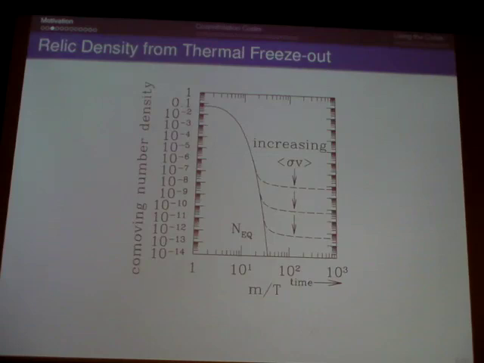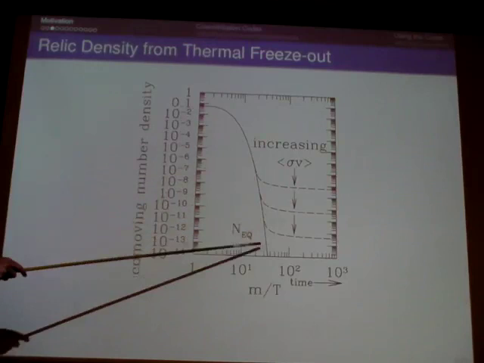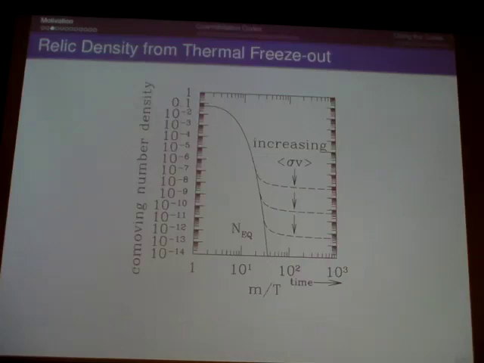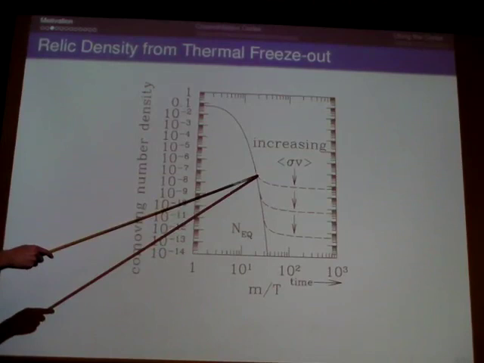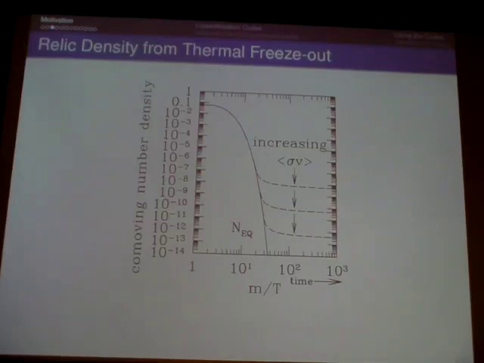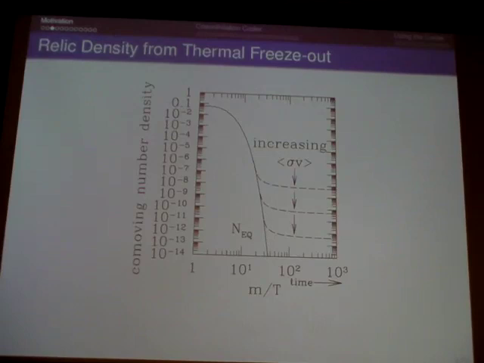This solid black curve here is the equilibrium number density of particles in equilibrium with the standard model particles. We can see this has the exponential reduction that I mentioned on the previous slide. What happens at this point here, this is the freeze-out temperature. Essentially the universe is expanding fast enough and the dark matter number density is low enough that the dark matter particles can't find each other fast enough to annihilate. They then just freeze out and can no longer interact with each other.